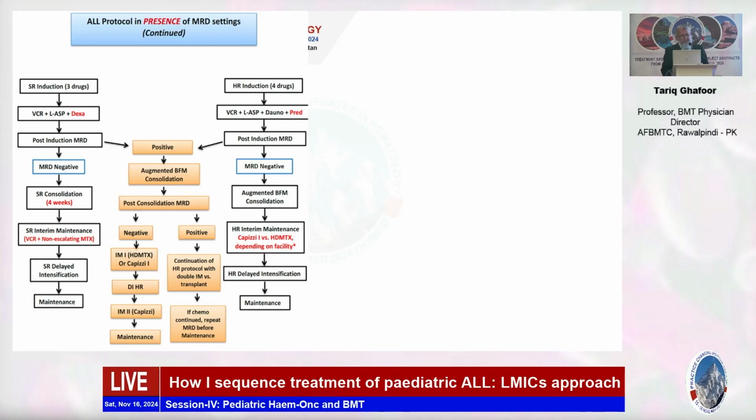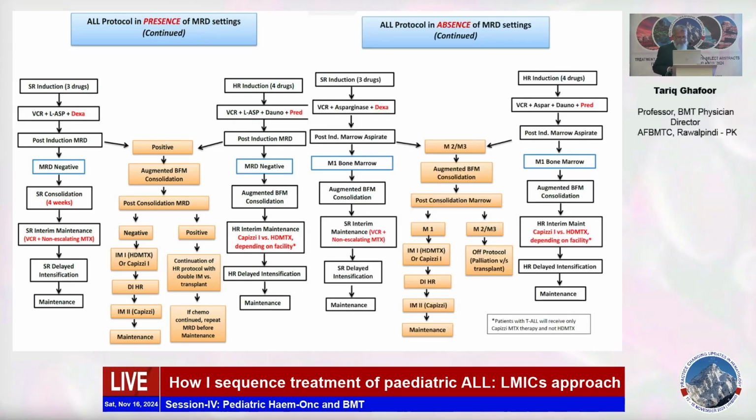So then, depending upon the MRD setting, if the MRD is available: if the patient is MRD negative, we continue with the standard risk consolidation, and if they are positive, then we give the augmented BFM consolidation. And in the absence of MRD, it depends on what the marrow is, whether it is an M1, M2 or M3 marrow.